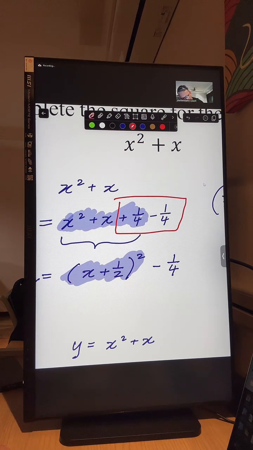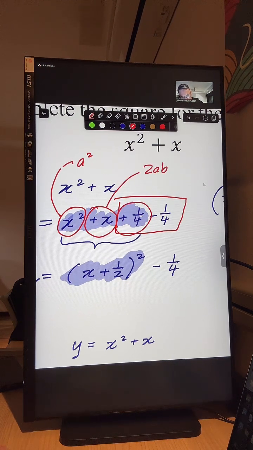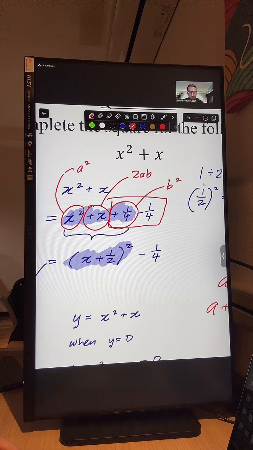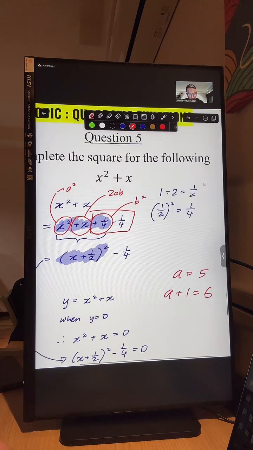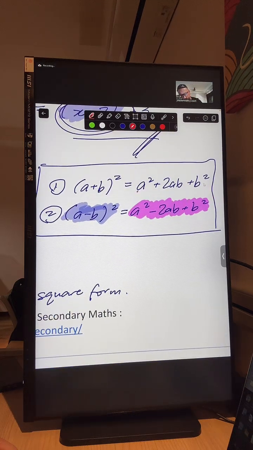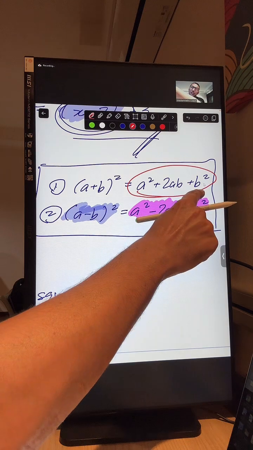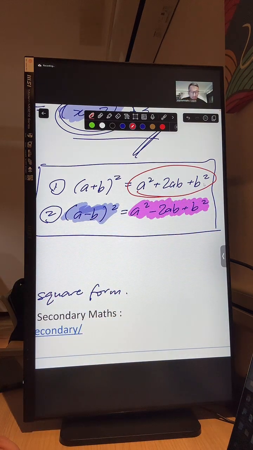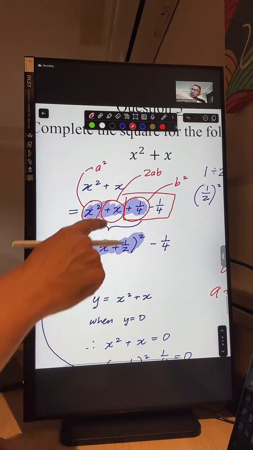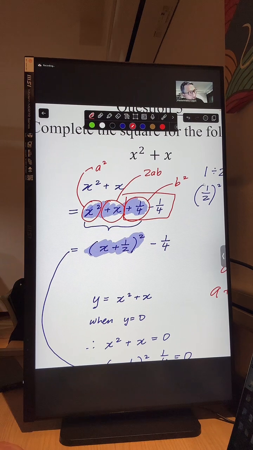let me use a different color. This will be my, so-called my a square lah. This is my 2ab. And this is my b square. Okay? A square, 2ab, b square. Why? Okay, what am I talking about here? I'm talking about this thing that I was talking about just now. Can see or not? This one. a square plus 2ab plus b square. So a square plus 2ab plus b square, your b square is your 1/4. Your 2ab is your x and your a square is your x square.